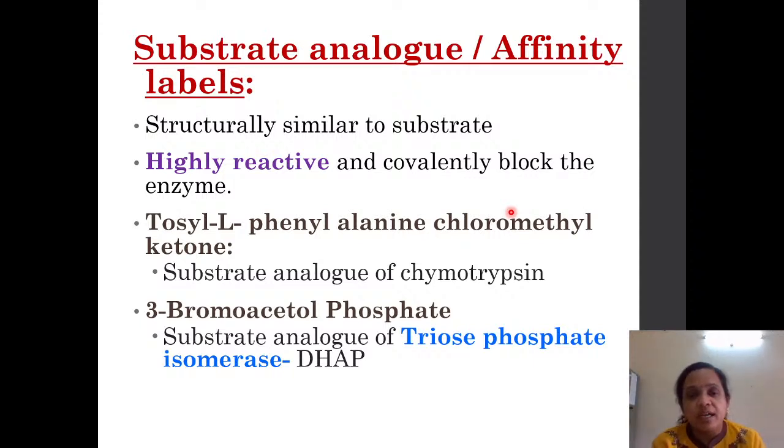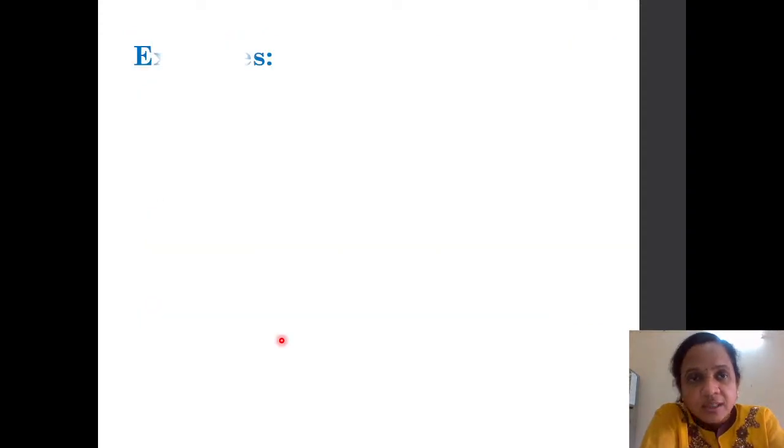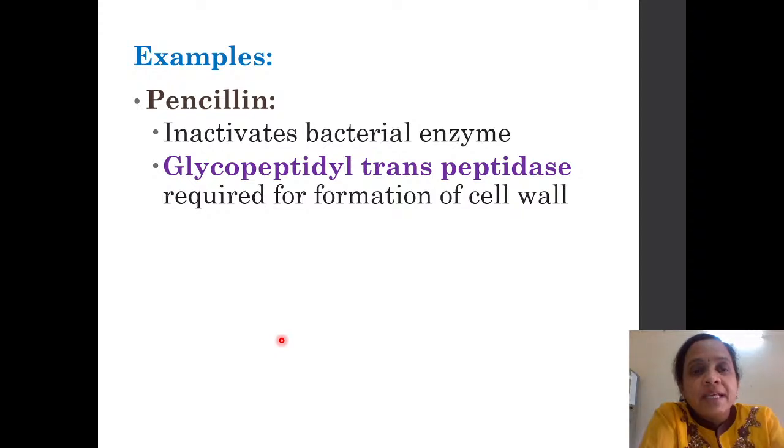Next, 3-bromoacetol phosphate, a substrate analog of triose phosphate isomerase and DHAP. This reaction is present in glycolysis. So it is a structural analog for triose phosphate isomerase, which converts 1,3-BPG to dihydroxyacetone phosphate. For that reaction where DHAP gets converted, this enzyme is required, and it is inhibited by 3-bromoacetol phosphate.